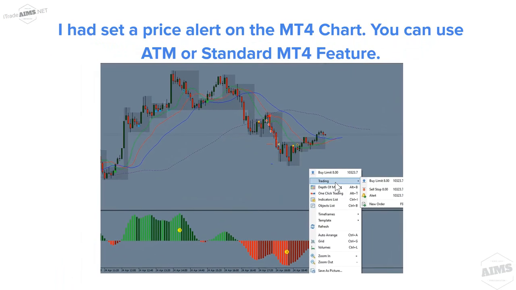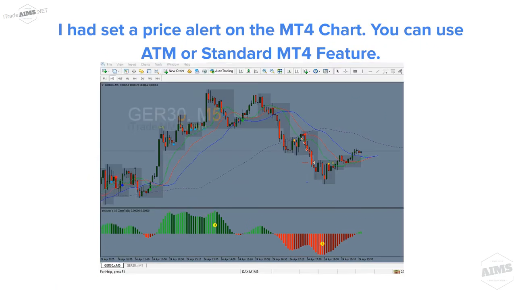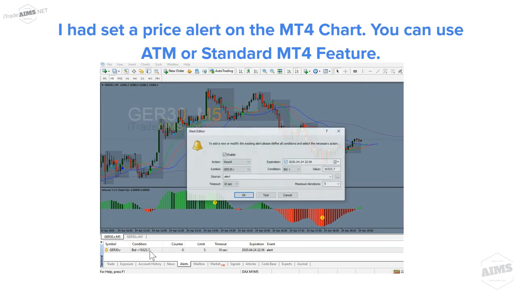So let's suppose wherever your cursor is, right click on your mouse. This window will come, go to trading, and then alert. And this will set up an alert for you. So when price goes through that level, you'll get that. Of course, you'll have to do the settings for the alert in MT4, and that's a different topic.